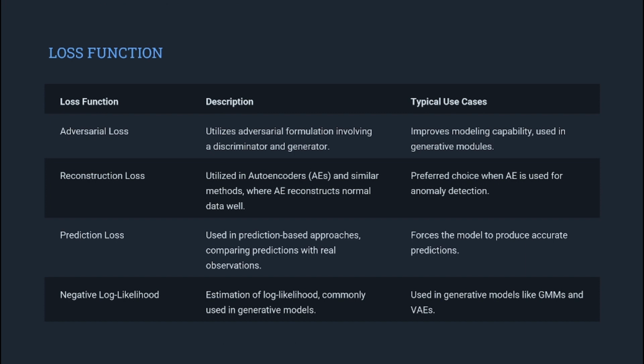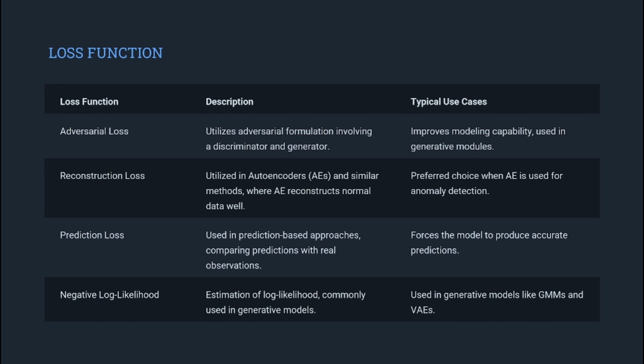Loss functions that can be used are adversarial loss function, reconstruction loss, prediction loss, and negative log likelihood. Adversarial loss utilizes adversarial formulation involving a discriminator and generator. Typical use cases involve modeling capability used in generative models.